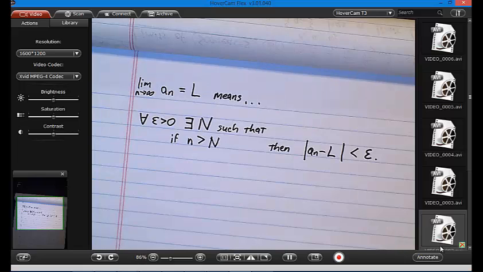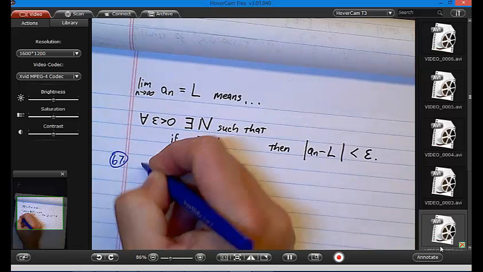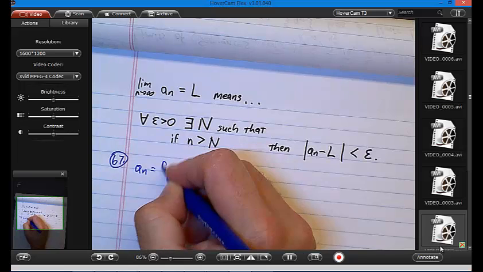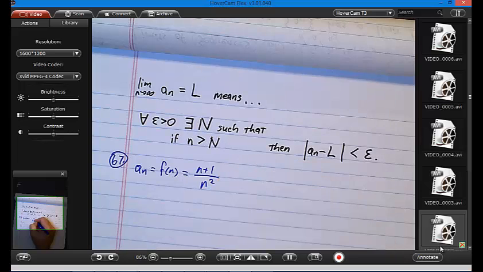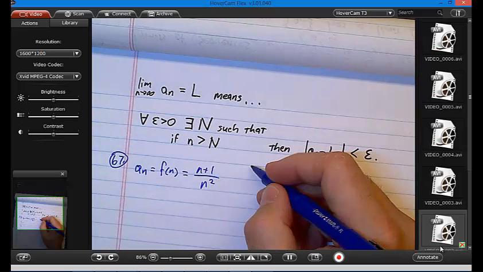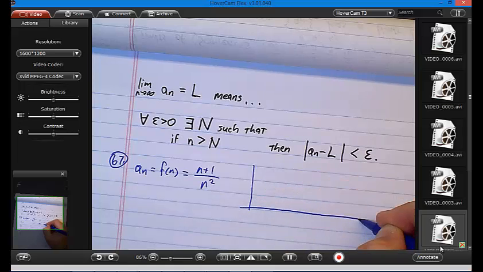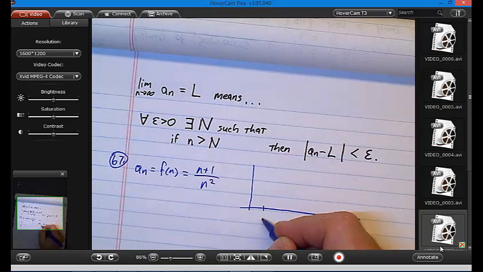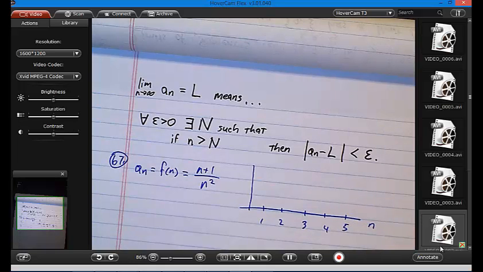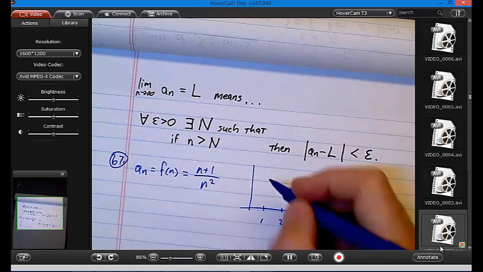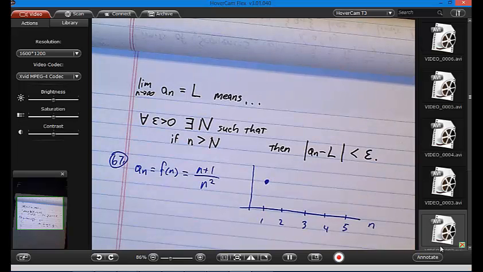So in 67, a sub n, which they also called f of n, was (n + 1)/n squared. And they listed a few of them for me. So I can call this the n-axis: 2, 3, 4, 5. Did we do 5 terms? The first one was 2, and the next one was, I'm forgetting. Oh, we can figure it out.